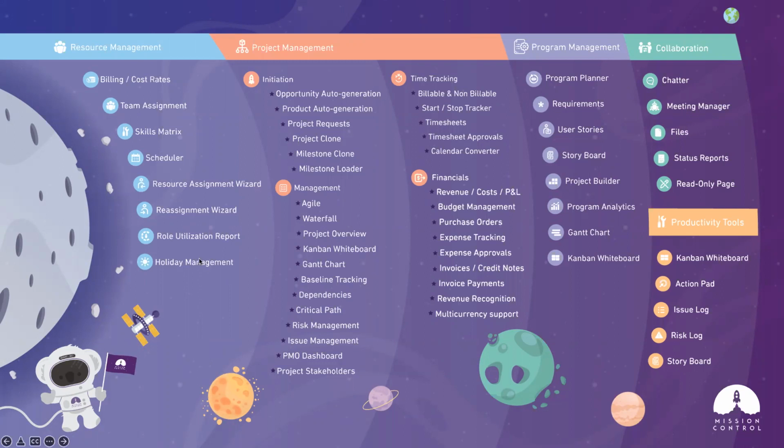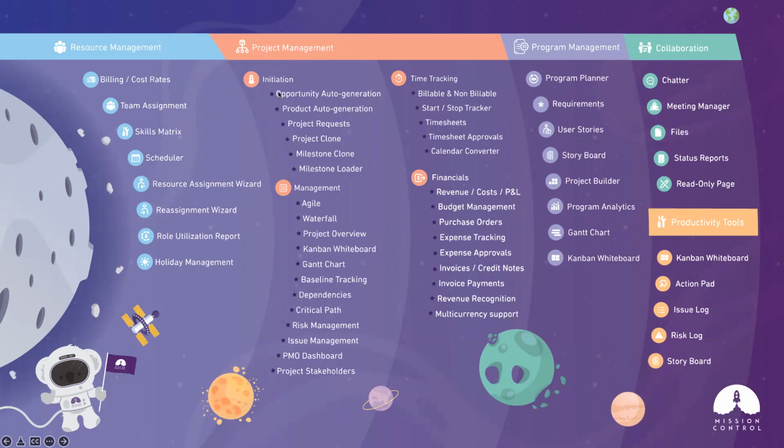Things we'll be touching on today, we'll be covering the resource assignment wizard, and that's going to allow you to pull in more than one resource to help deliver an action within the project. We'll also be touching on the reassignment wizard. Whether we're looking at the role level or the actual project level, you can quickly and easily reassign work as needed. Role utilization report shows billable performance on a week-to-week or a monthly basis. And then we can also handle holiday management within the system.